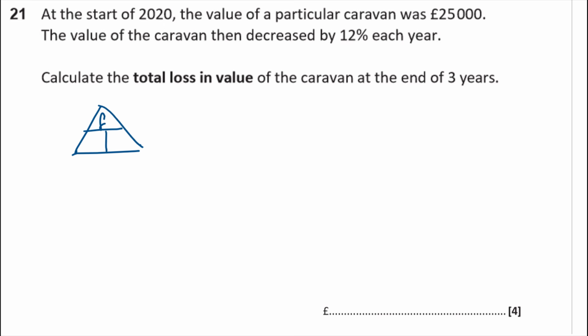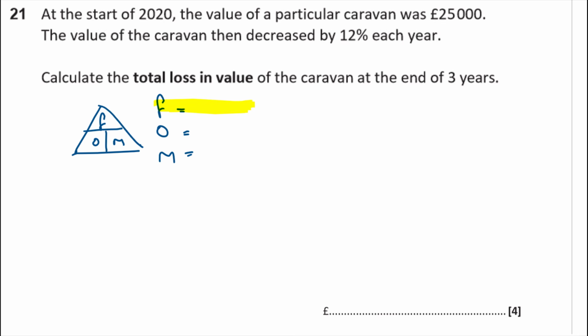I'm going to still start off with my triangle: final, original, multiplier. Now, F is what I'm trying to find. It's the total loss of the value of the caravan at the end of the 3 years. Okay, not quite the same thing. I'm going to find the value and then I'm going to find the loss in value, I think. So I'm going to find the final value first, which isn't quite the same thing as the question's asking me, but I'll come around and look at that in a moment.